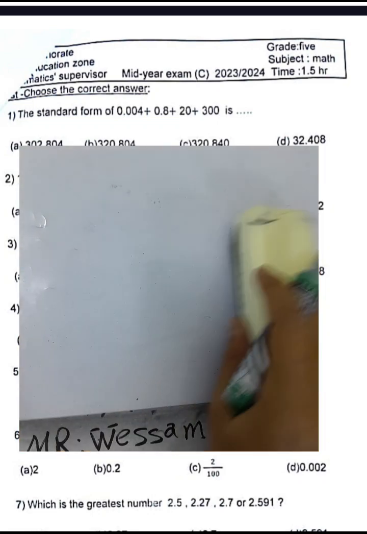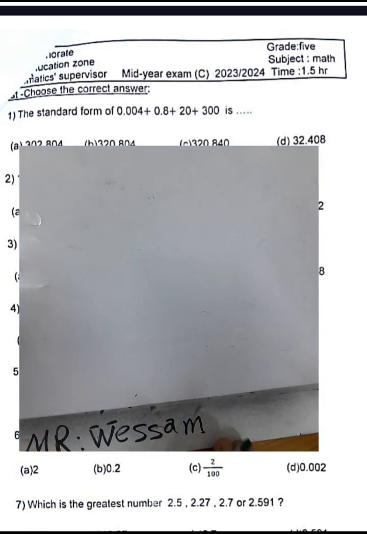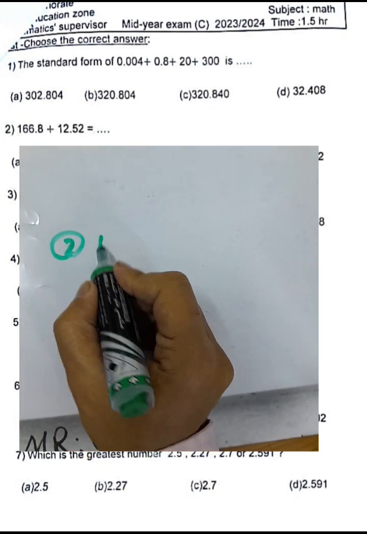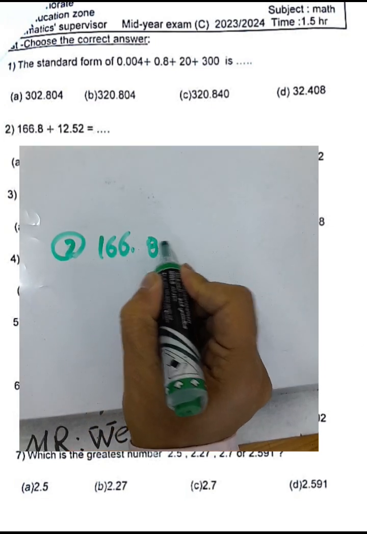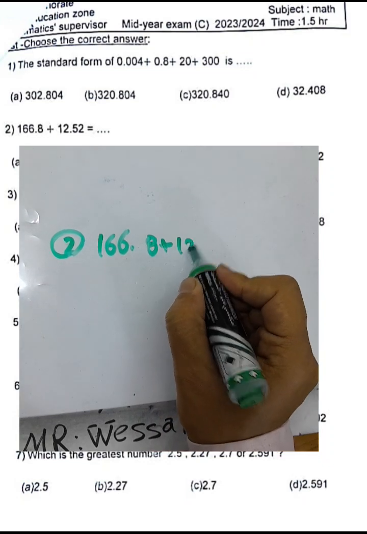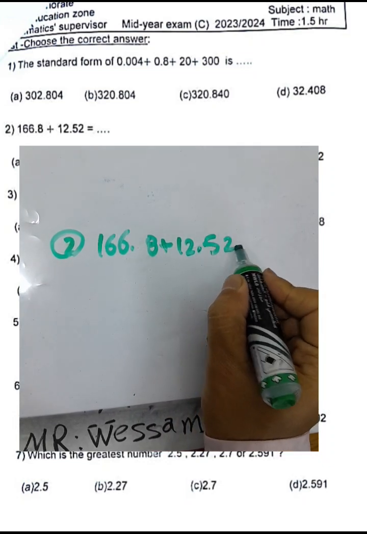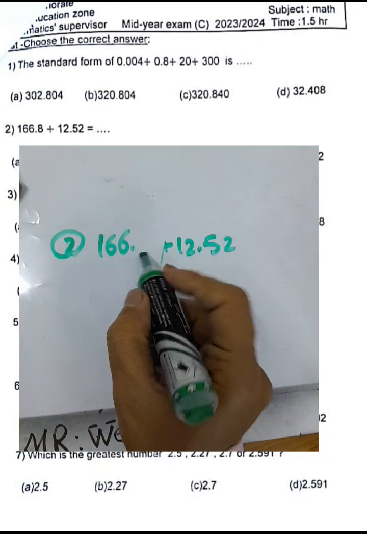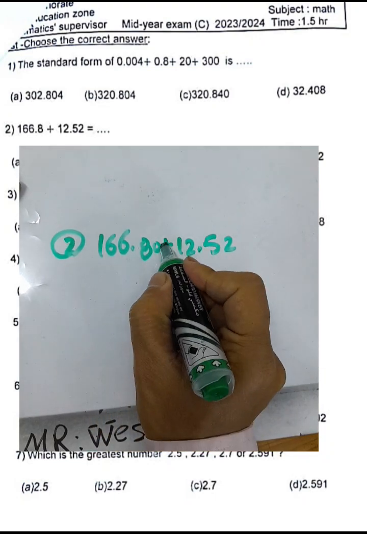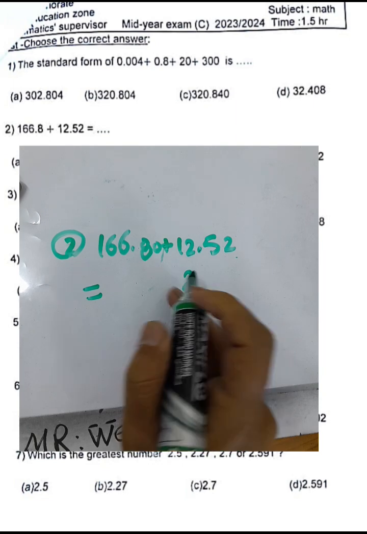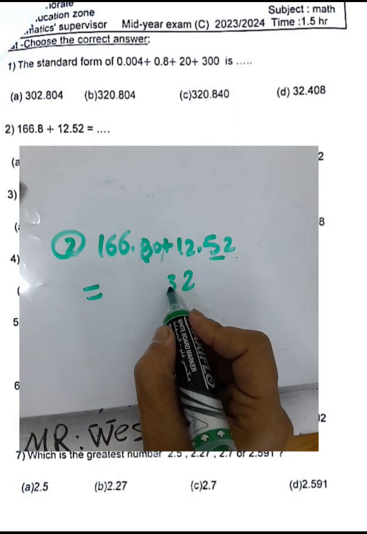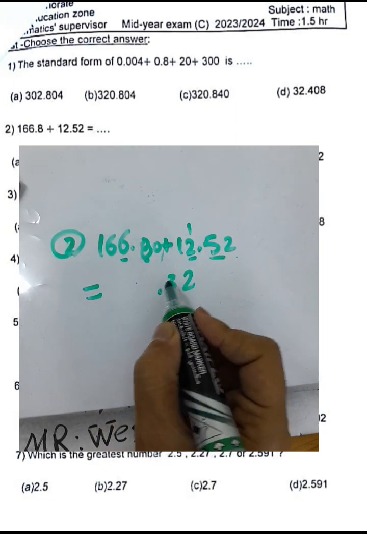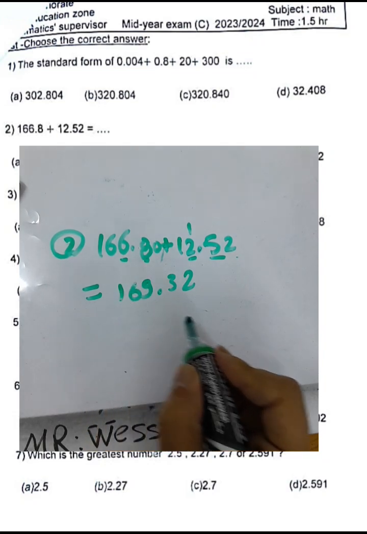Next example, number 2. 166.8 plus 12 and 52. We can add them with 0 here. 2 plus 0 equals 2. 5 plus 8 equals 13. 3 and the carry of 1. 3 plus 6 equals 9. And there is 6 and 1. 169 and 32 hundredths. Question number 3.